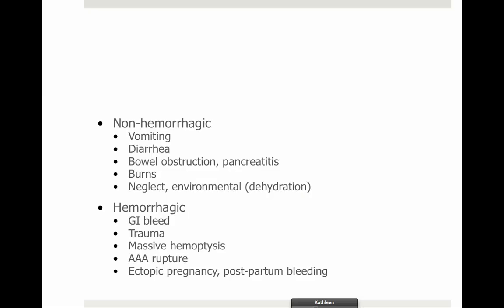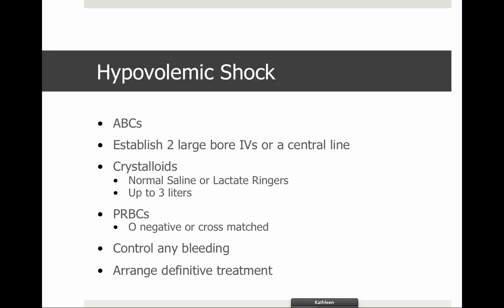And you can have non-hemorrhagic shock with hypovolemic, which is due to vomiting, diarrhea, bowel obstruction, pancreatitis, burns, neglect, or environmental, i.e. dehydration. Hemorrhagic shock is due to GI bleeding, trauma, massive hemoptysis, AAA rupture, ectopic pregnancy, and postpartum bleeding.